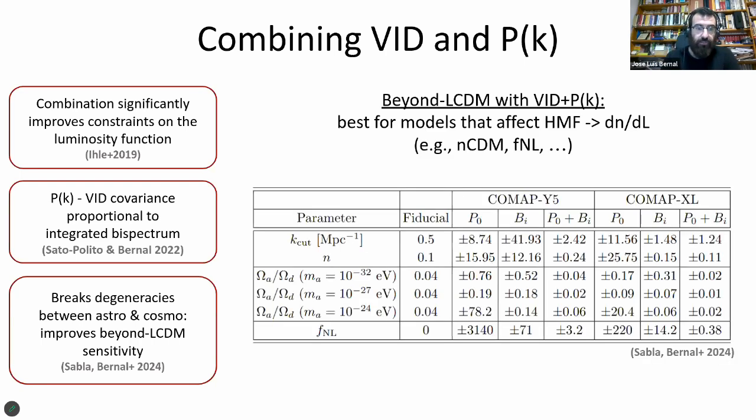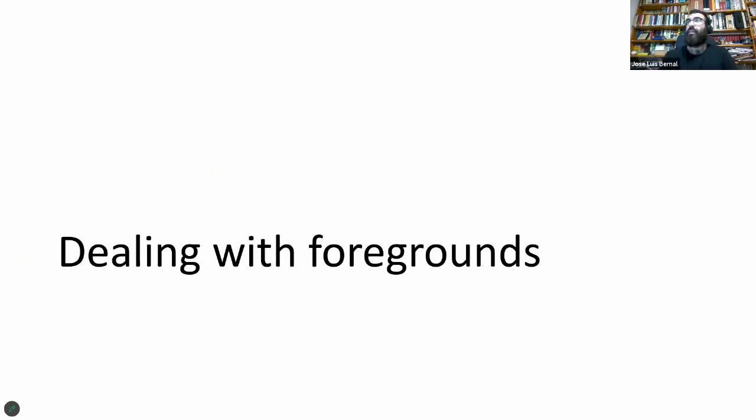We did that for a general cut in the power spectrum, mimicking some non-cold dark matter, for axions, ultralight axions, and also for FNL. And we found for experiments like COMAP that we will be improving the sensitivity to these parameters by quite a big factor. Okay, time is passing a bit faster than I thought.